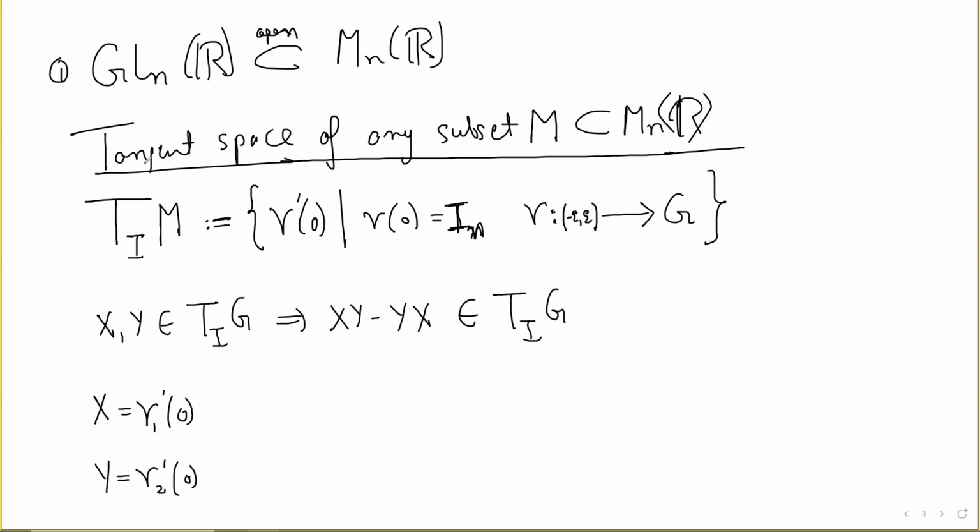Tangent space is defined for manifolds only. For any subset, of course, you can define it, but it may not have good properties. For example, this Lie bracket thing, I don't know if it will be true, but let's think about this first. How do you show that the Lie bracket is also inside? And then we will try to compute the tangent space of SL_n(R).